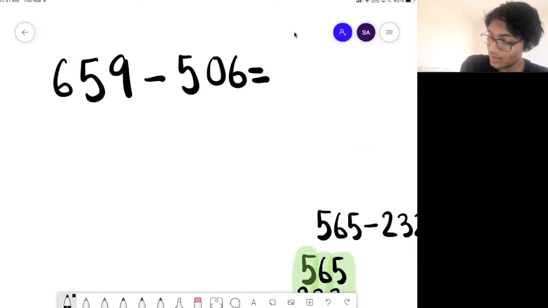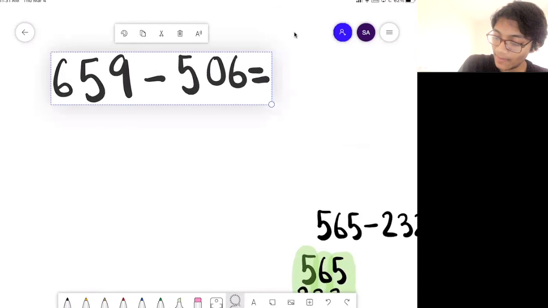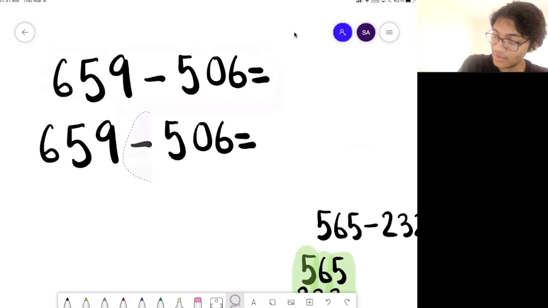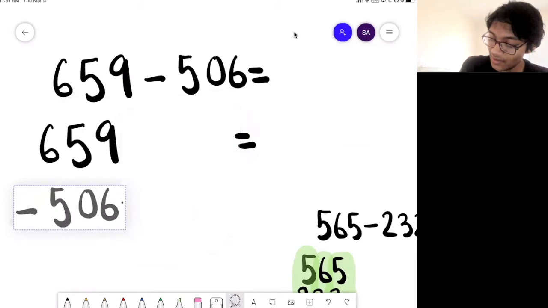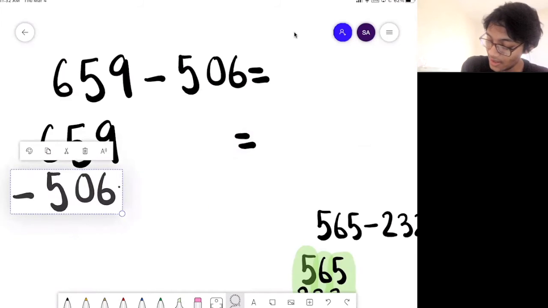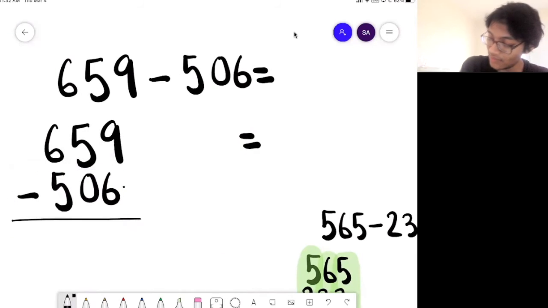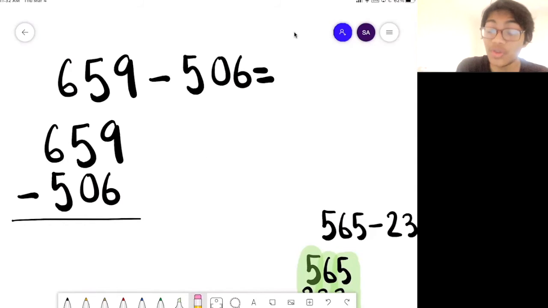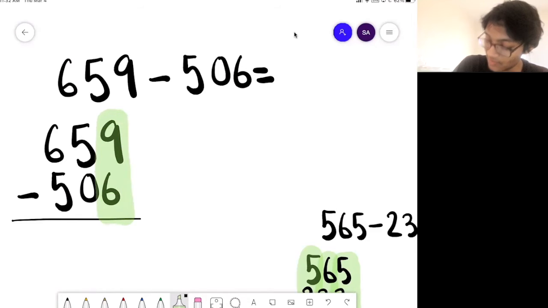Again, all I'm going to do is take this, copy it, put it right here, put the minus 506 under my 659, and put the bar, erase anything I don't need, and now we're ready to do the math. So my first column is 9 minus 6. What is 9 minus 6, you might say?